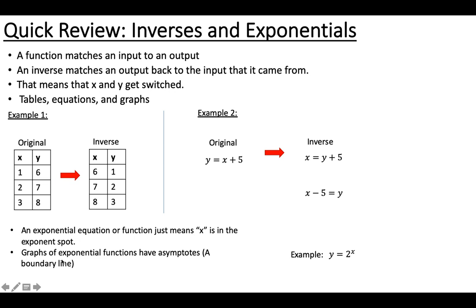And the last thing on this review page is that graphs of exponential functions have asymptotes. Remember, asymptote, that's also a word that's kind of maybe big and scary, but it's not complicated. All an asymptote is, is a boundary line. And exponential graphs do have a boundary line.